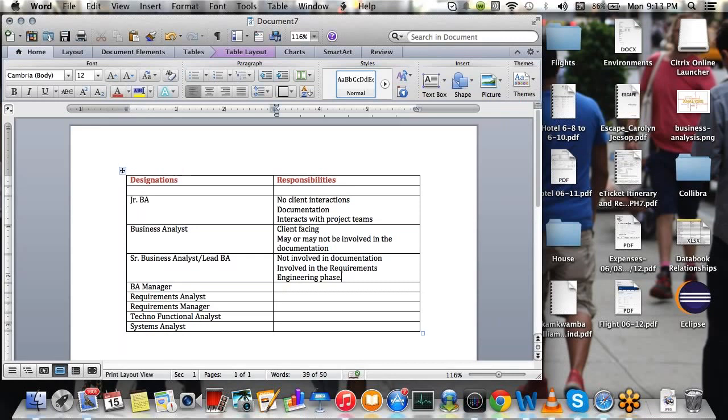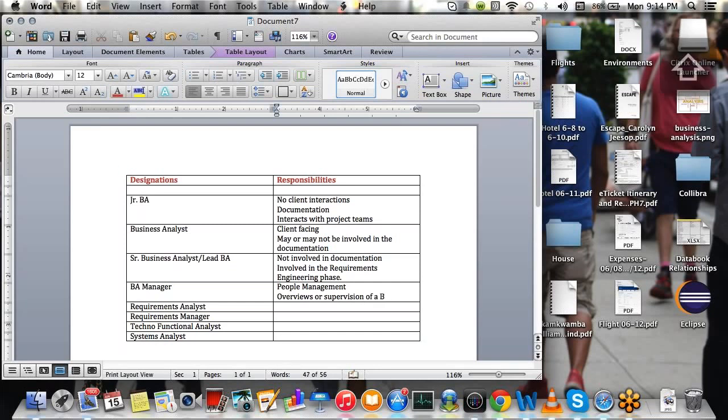And then you have someone called a BA manager who manages the analysts. He's not a project manager, he's a BA manager. We're going to see the difference in a minute. And then this guy is again into people management, making sure he manages your analysts. At the same time, he oversees the supervision of BAs, right? So in general, these are all the designations you're going to see wherever you go, whatever project you pick, right?